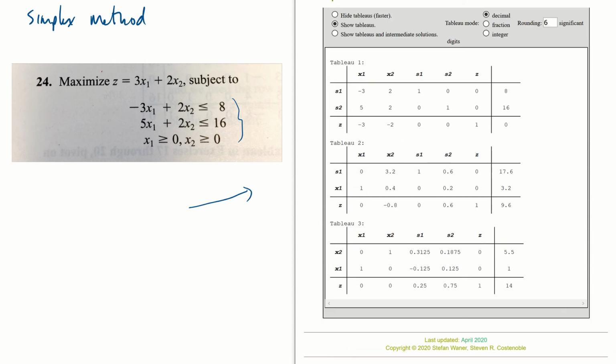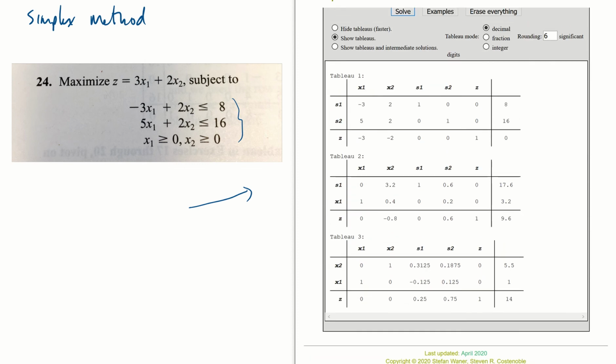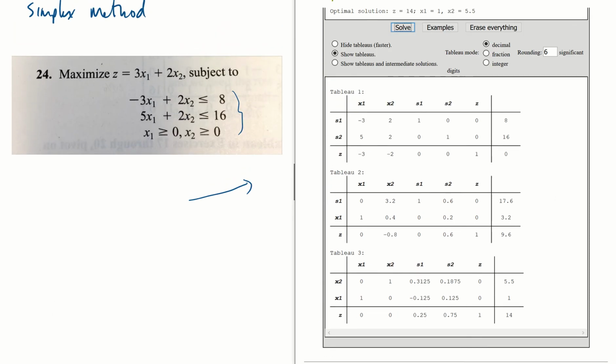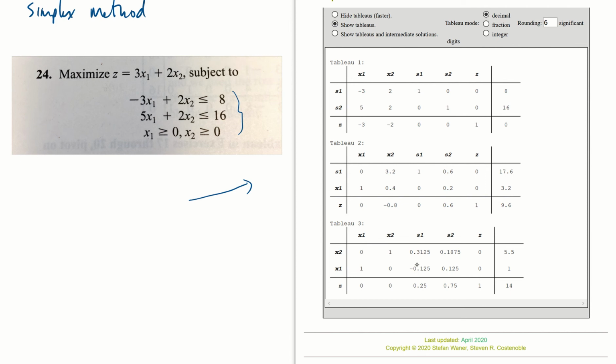It shows all the tables for this, and it even tells you z is 14, x1 is 1, x2 is 5.5. So the question is, what do I want you to write down? I want you to write down the final tableau so that I can see that you did it.